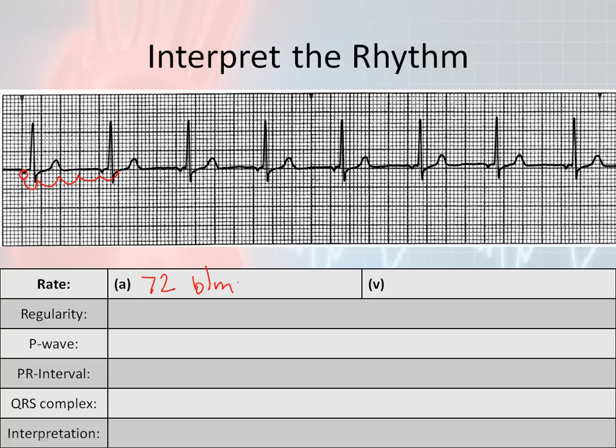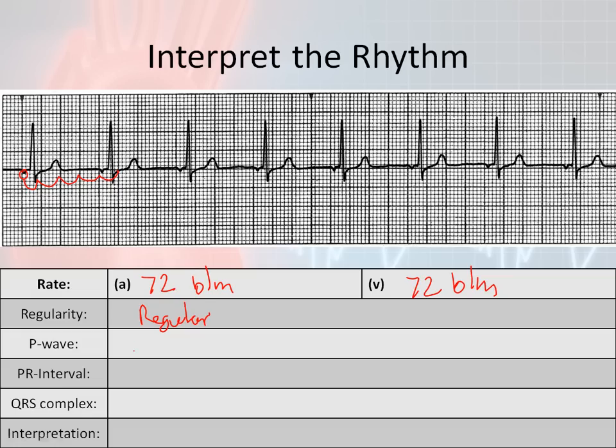my atrial rate. Now I know that my QRS complexes are very similar to that only because I can see that my P waves are causing my QRS complexes. But if I were to count my QRS complexes, I would actually come out to about 72 beats per minute as well. If I use my calipers to determine my regularity, I would determine that this rhythm is regular.